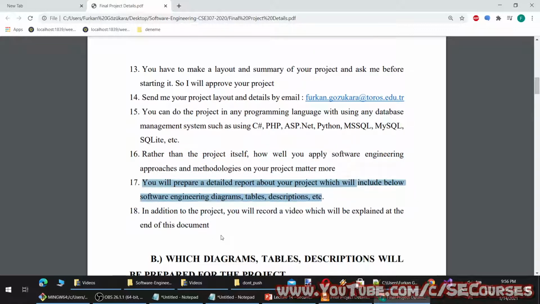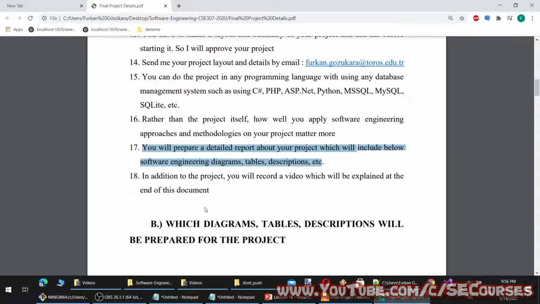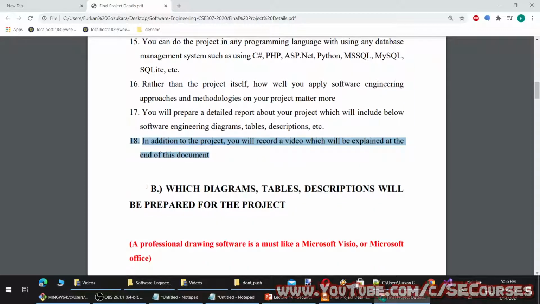17. You will prepare a detailed report about your project, which will include the software engineering diagrams, tables, descriptions, etc. below. 18. In addition to the project, you will record a video, which will be explained at the end of this document.